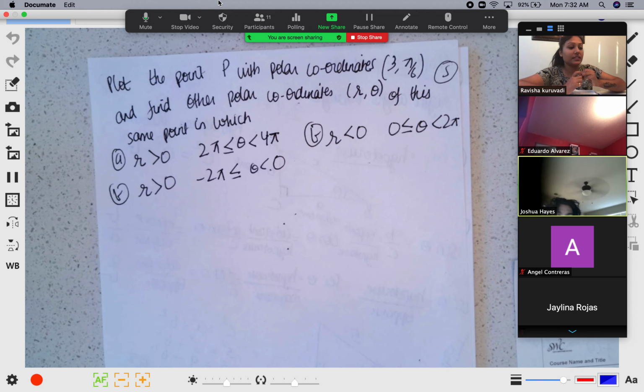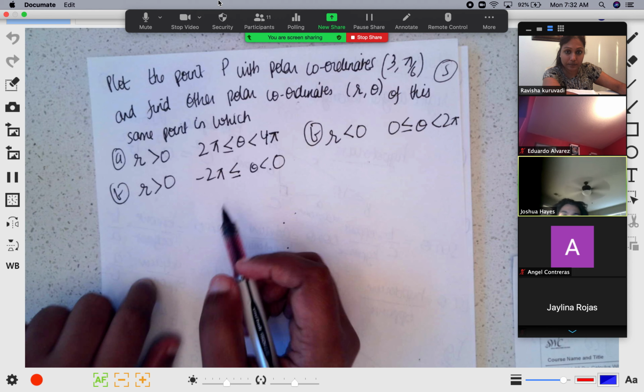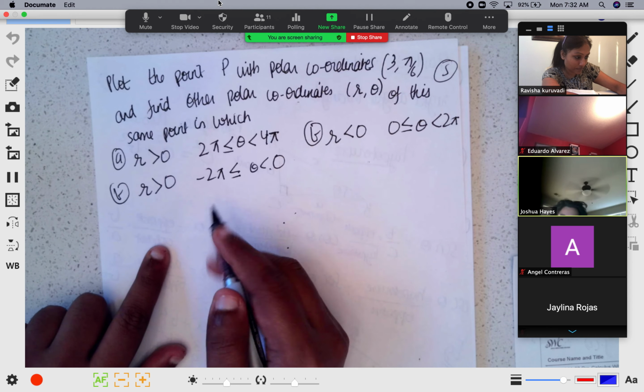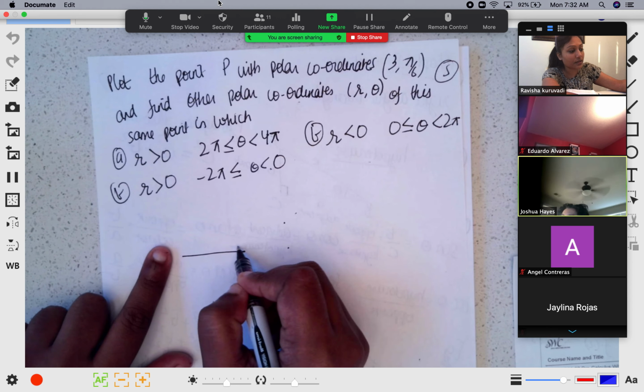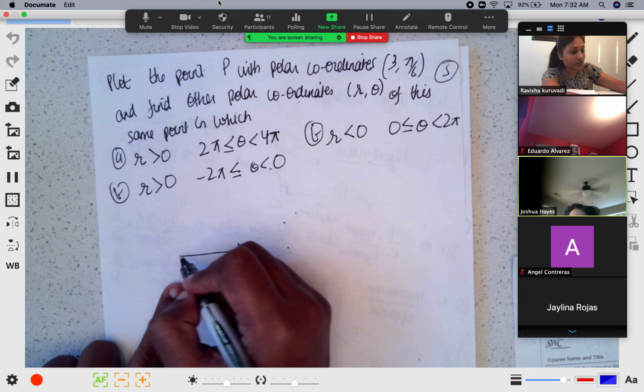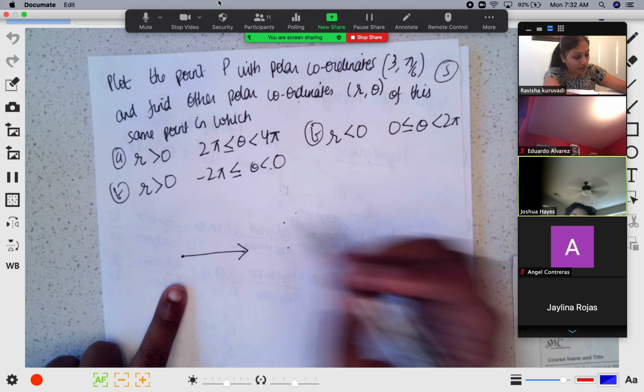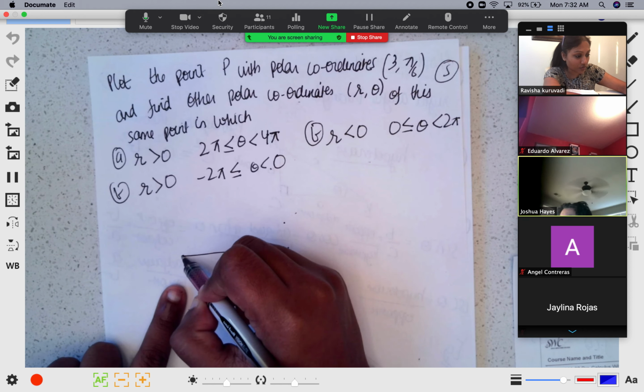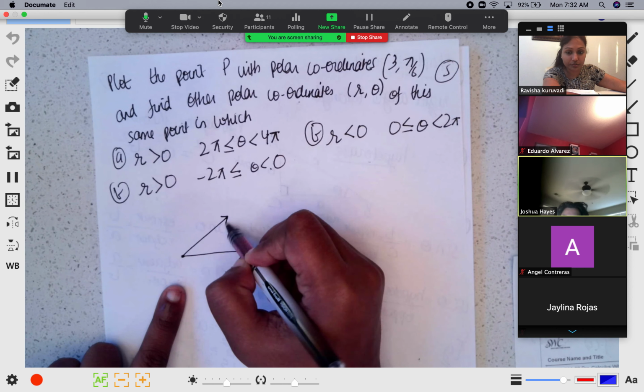Let's see. It says plot the point P with polar coordinates 3 and pi over 6. How do you draw that? First you draw the polar axis. Pi over 6 is at 30 degrees, so it's in the first quadrant. Okay, I drew this.